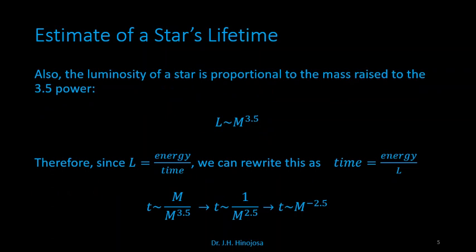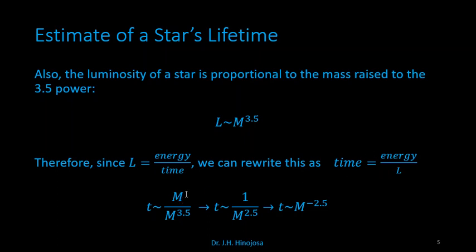Now, the luminosity also depends on the mass, but it is raised to the 3.5 power. So luminosity is proportional to the mass raised to the 3.5 power. Since the luminosity is energy over time, we can rewrite this expression to solve for time as energy over luminosity. So time is then proportional to energy, but energy is proportional to mass.